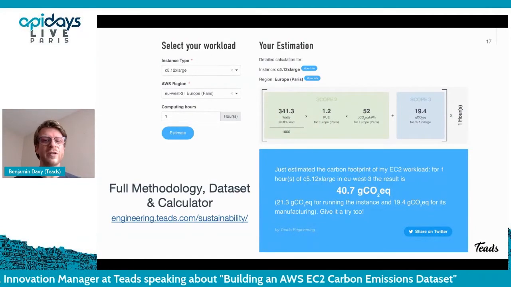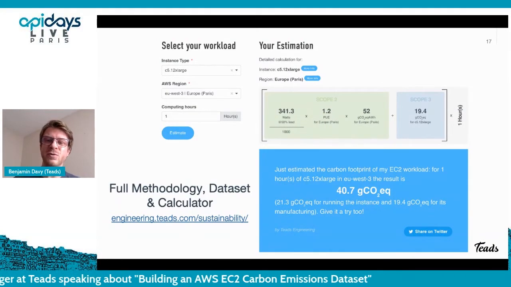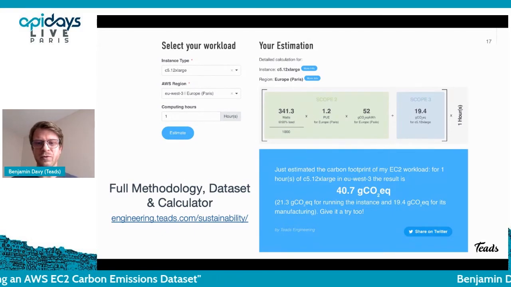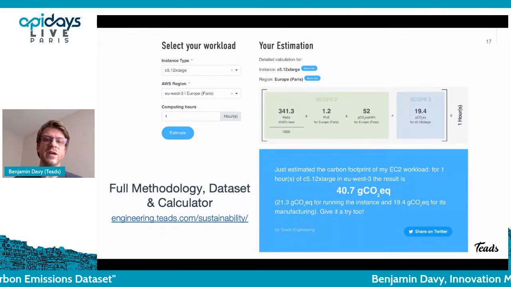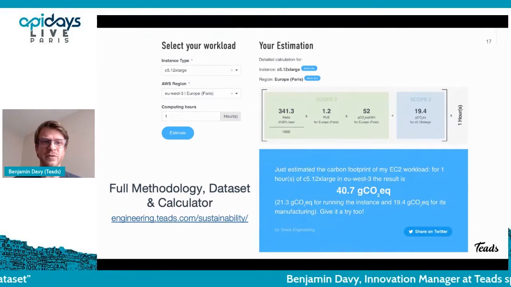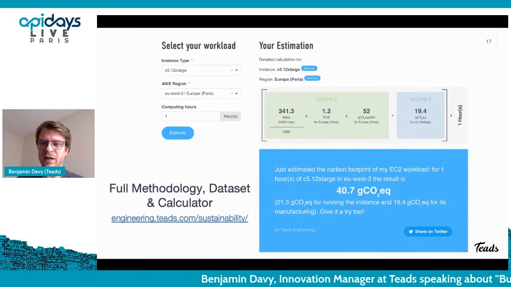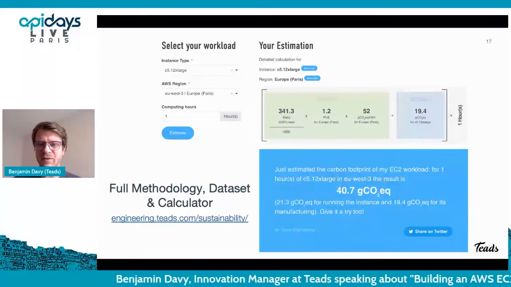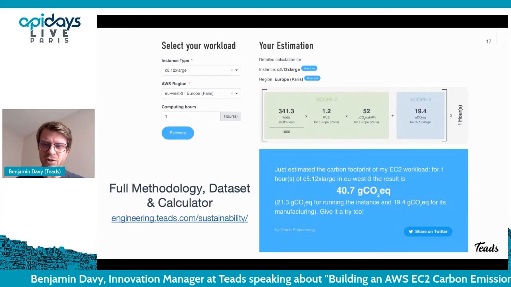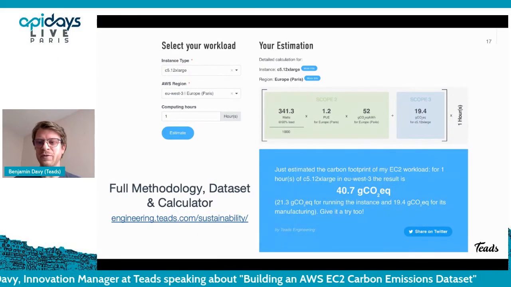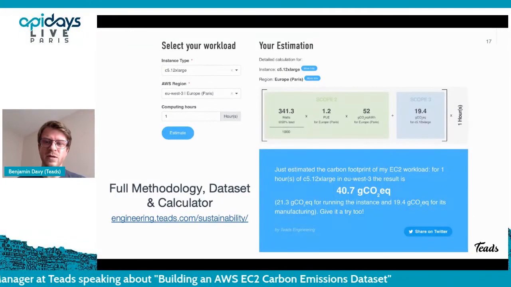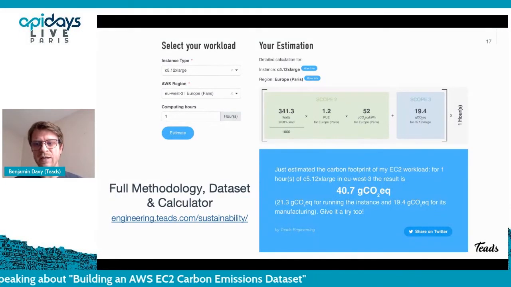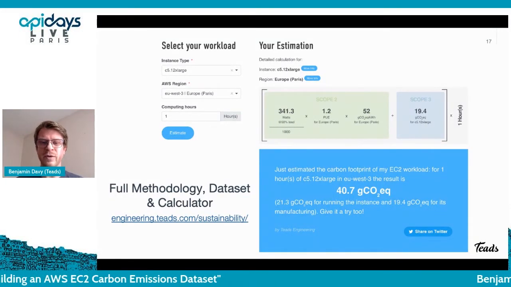Good. So now, combining the two emissions estimations, we are able to compute an overall footprint. And here is a screenshot of a calculator we put online. You can select an instance, its location, and a number of hours to get an estimation. The result will highly depend on where the server is running.